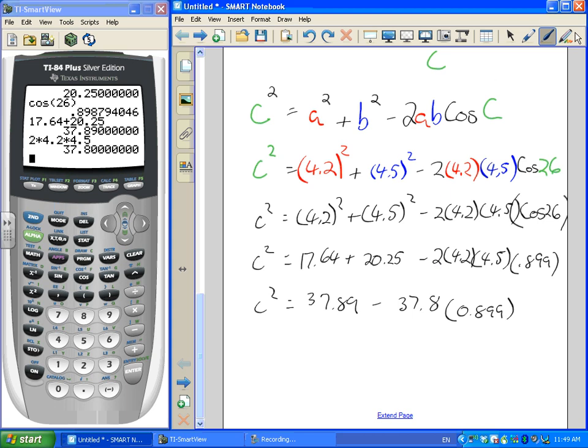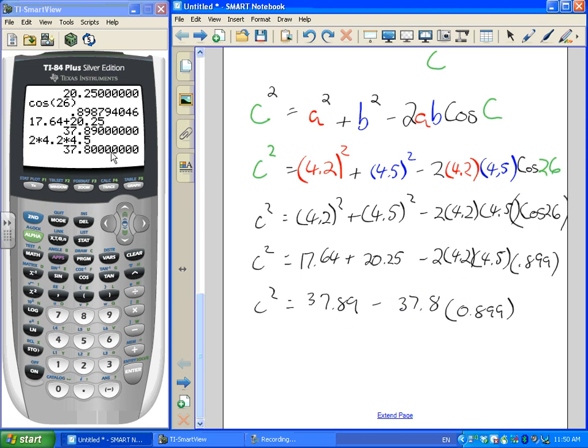Okay, this is very important. This is where almost all mistakes with cosine law are made. Many people believe, once they get to this part, that this, subtract this, is the next step. That is not the next step. Multiply. You have to follow BEDMAS. The next step is to take this number and multiply it by this number here, which is cos 26. So I could have kept cos 26. I decided to equate it just to show you.